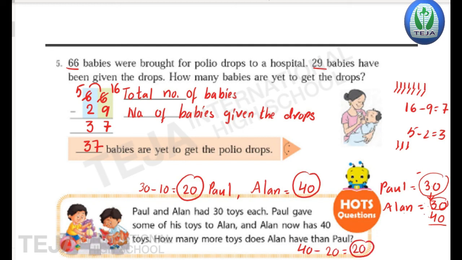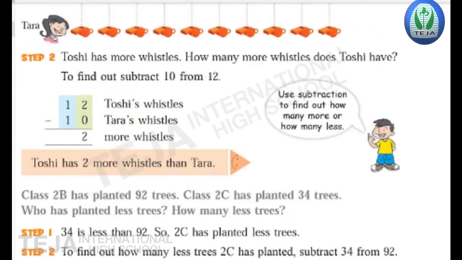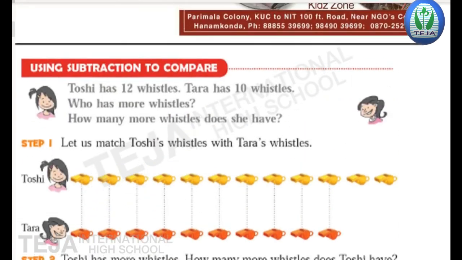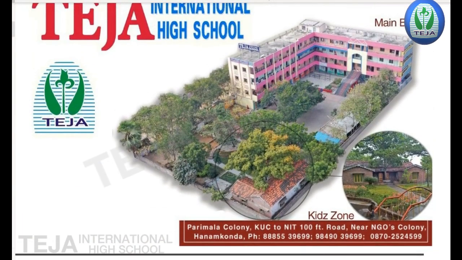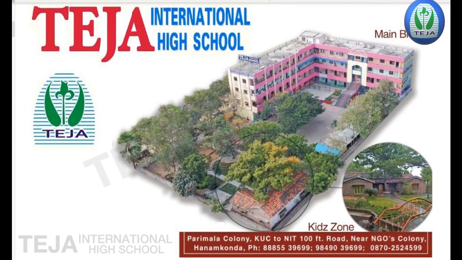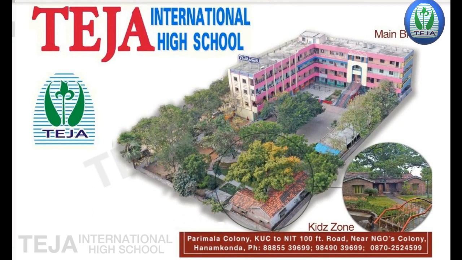Okay children? With this we'll close today's session. In today's session we have learned using subtraction to compare. And we have discussed the story sums of exercise 3.2. And today your homework is to complete exercise 2 in your notebook. Write problems 1 to 5 of exercise 2 in your notebook.